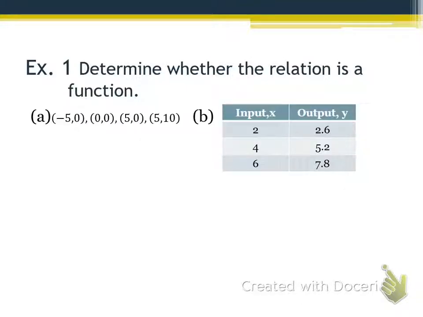Now let's look at example 1. It says determine whether the relation is a function. So look, these are relations. These two problems are pairing inputs and outputs. What do we call these things in letter A? Ordered pairs. Very good. An ordered pair is a way that we would display a relation. What are we looking at in letter B? What do you call that? A chart, an X and Y chart, an X and Y table, okay? But also they're pairing inputs and outputs. So this is just different ways that we can display relations.